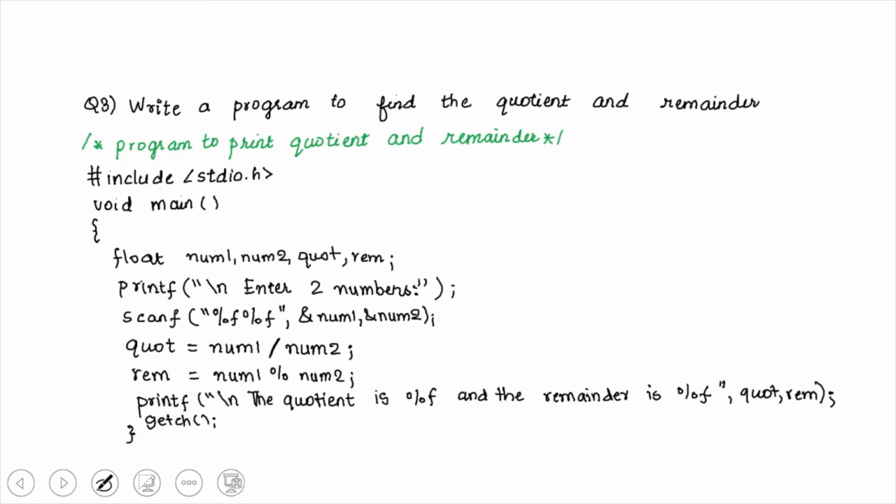Next program is to find the quotient and remainder of two numbers. It is very similar to the first one. The only difference is that over here we are going to use a slash sign, a forward slash, which indicates a division sign, and this will give us a quotient, and a percentage sign will give us the remainder.